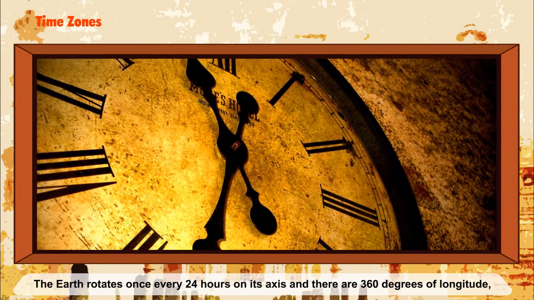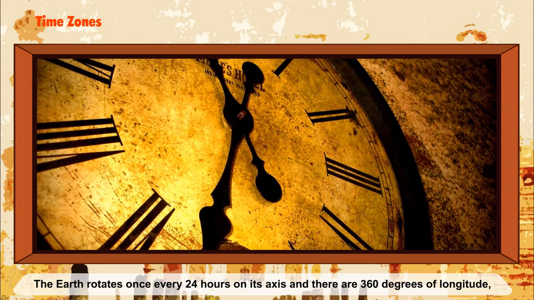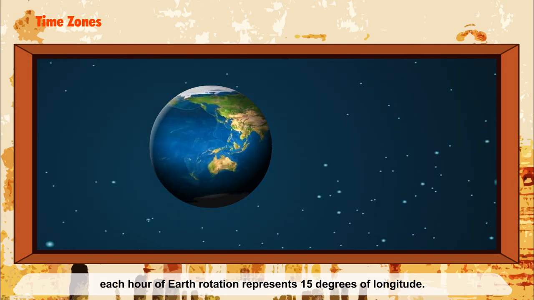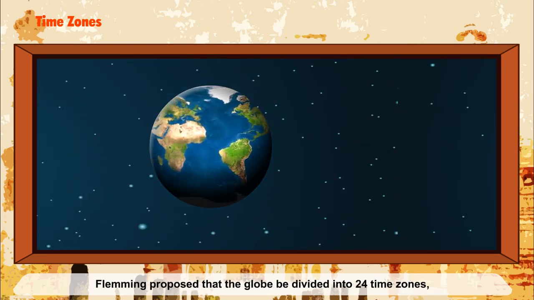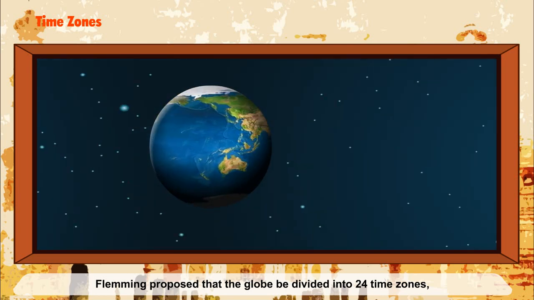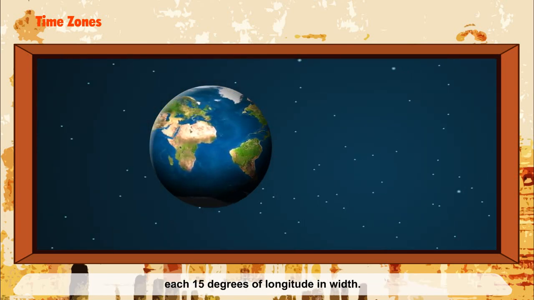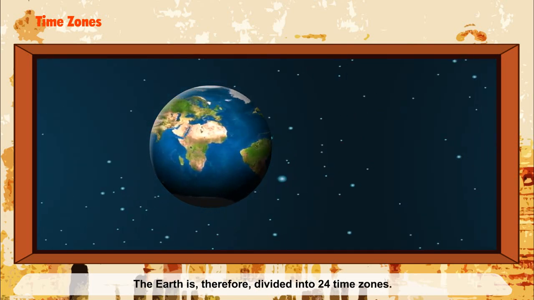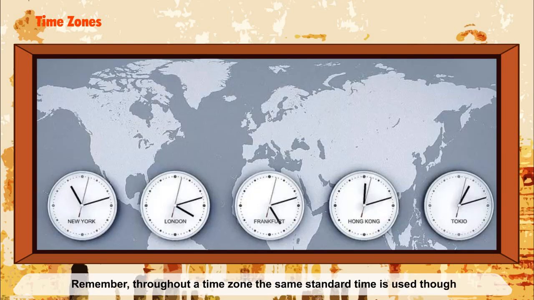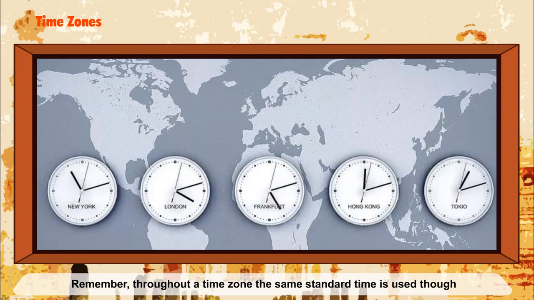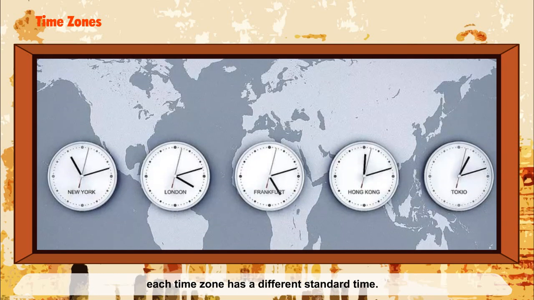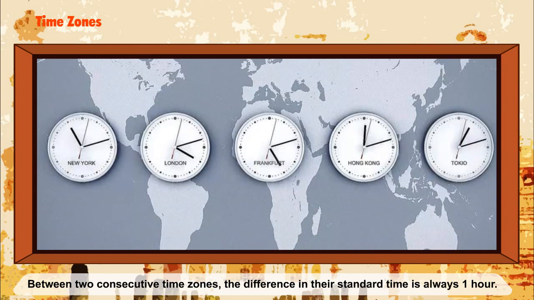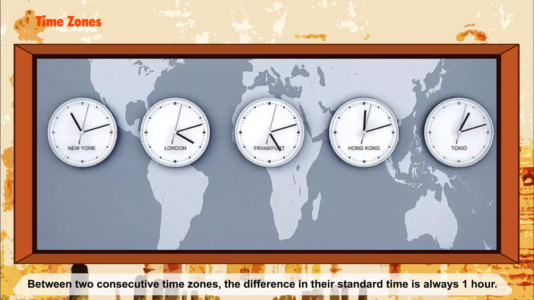Time zones. The Earth rotates once every 24 hours on its axis and there are 360 degrees of longitude. Each hour of Earth rotation represents 15 degrees of longitude. Fleming proposed that the globe be divided into 24 time zones, each 15 degrees of longitude in width. The Earth is, therefore, divided into 24 time zones. Remember, throughout the time zone the same standard time is used though each time zone has a different standard time. Between two consecutive time zones, the difference in their standard time is always 1 hour.